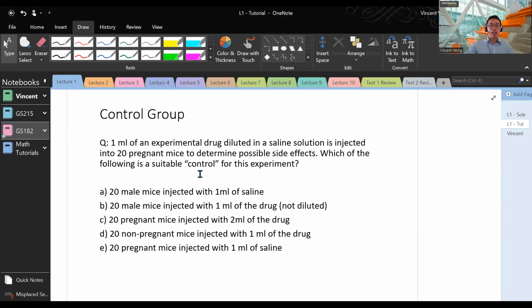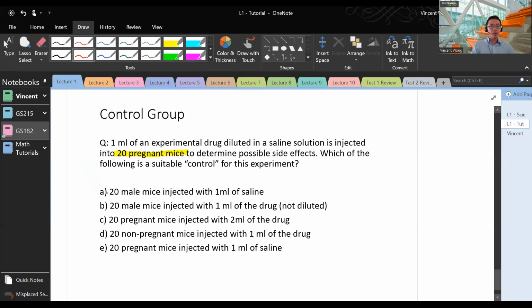So let's see what's going on here. Okay. 1 ml of an experimental drug diluted in a saline solution. Saline just means salt, right? Is injected into 20 pregnant mice to determine possible side effects. Which of the following is a suitable control group? In other words, what should we compare this group with?